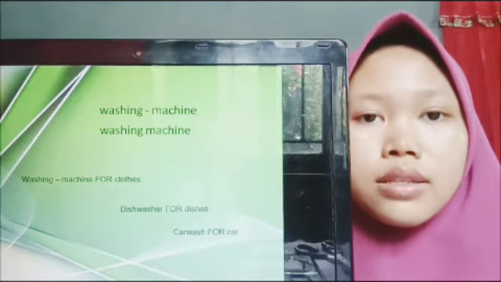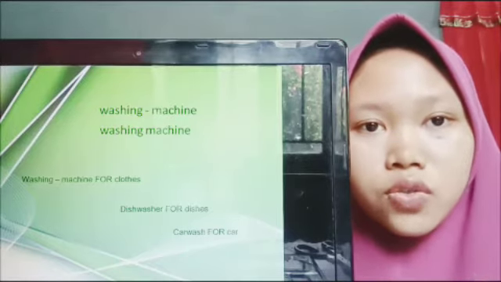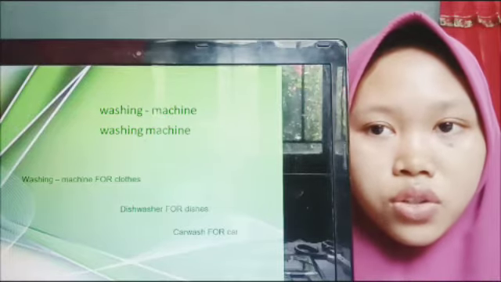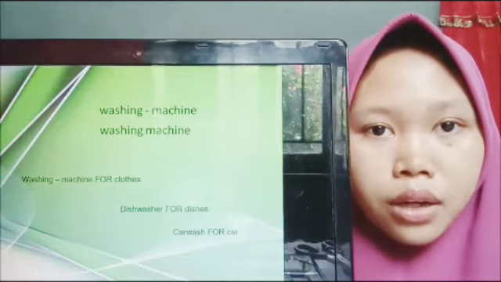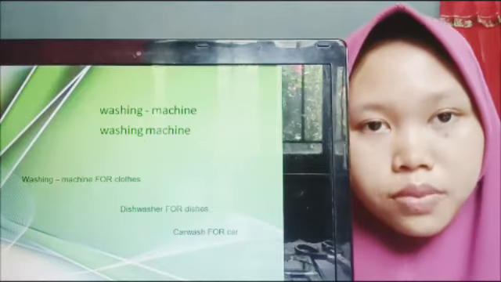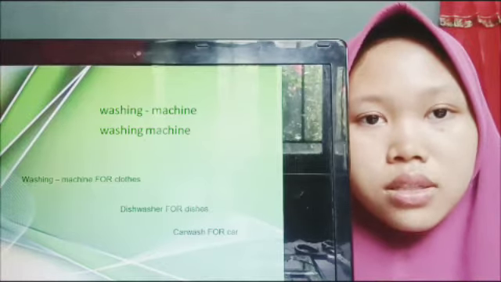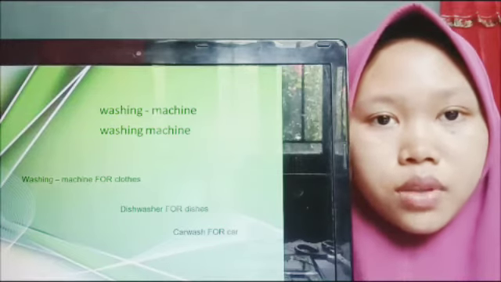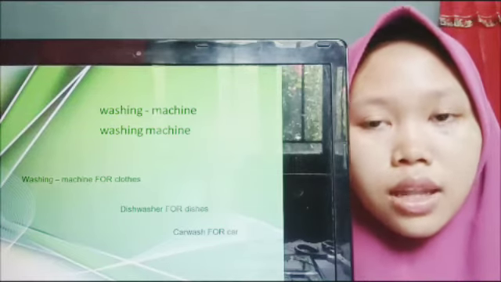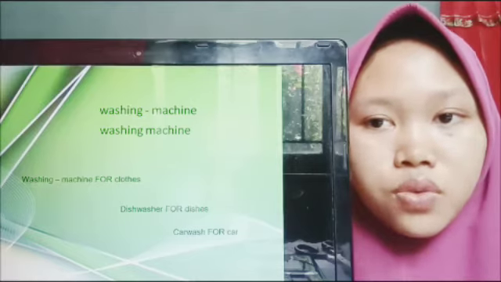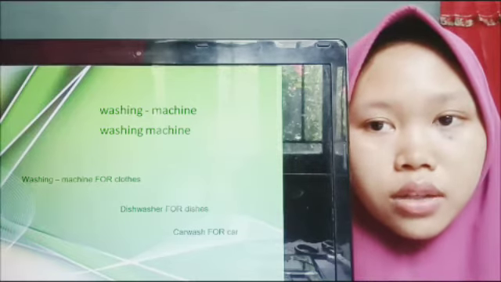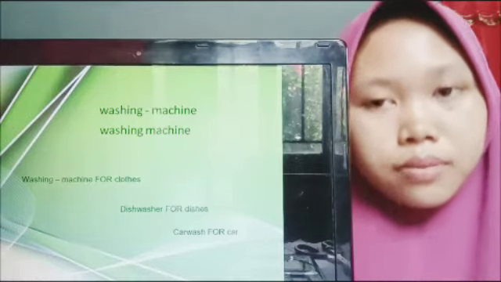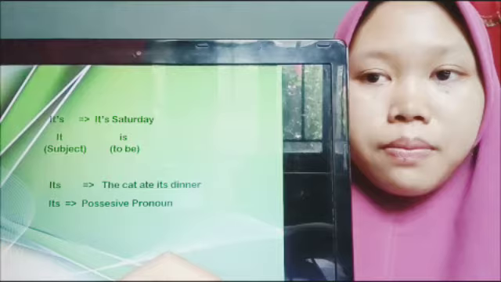Sometimes there are cases where it is difficult to determine how many words we are dealing with. For example, you can see washing strip machine and washing machine without strip. So we can consider that washing strip machine for clothes. It means that for clothes, just like dishwasher for dishes and car wash for car. Next.